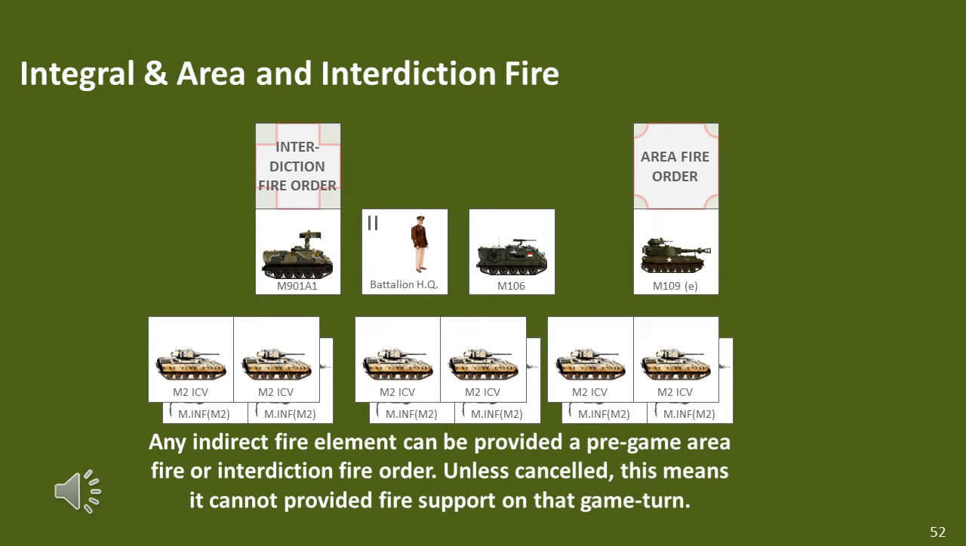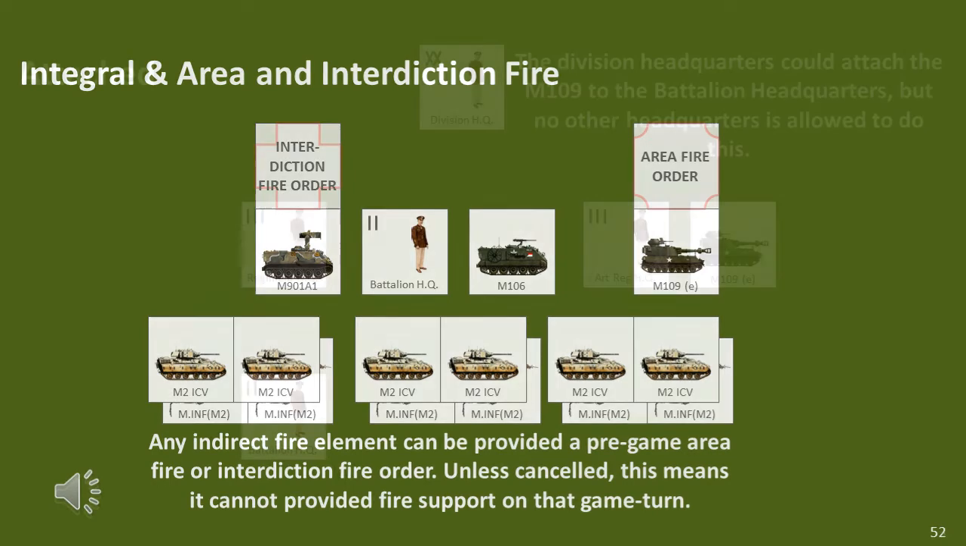Counter battery is different, as the indirect fire element must report to a headquarters with an artillery rating or anti-radar rating. In theory, an indirect fire element could be allocated to an artillery headquarters with an artillery rating, but this would require a divisional headquarters to do so and would be unusual. You can do this before the game begins nonetheless, which is when it would occur.